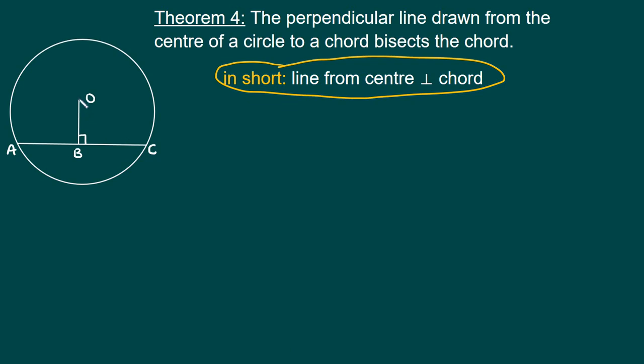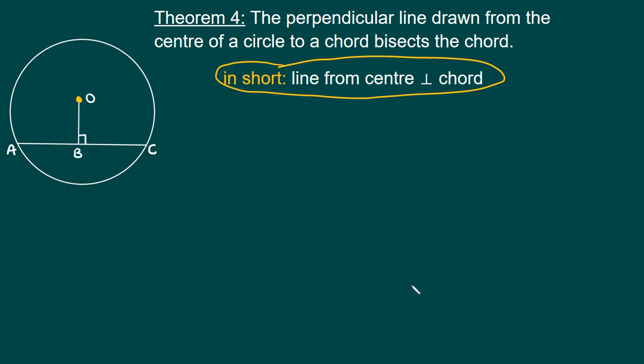What it says is that if you have a line from the center and that line is perpendicular to the chord, then it's going to bisect the chord, meaning that it's going to cut the chord into 2 equal parts, which are AB and BC. Okay, so we have to prove this theorem.